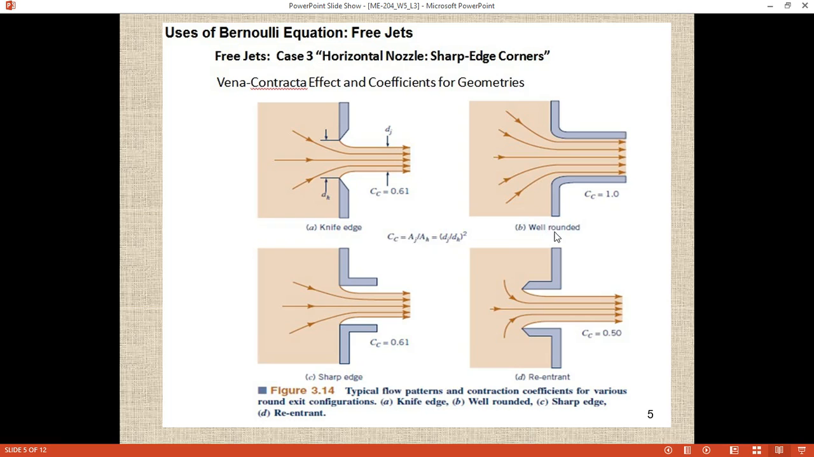If we have a well-rounded entrance, we don't need any correction factor, that is equal to 1. If you have a 90 degree corner, the correction factor will be equal to 0.61. If you have a re-entrant, the correction factor will be 0.50. So these correction factors will help us to find out the diameter of the jet and also the velocity of the jet.